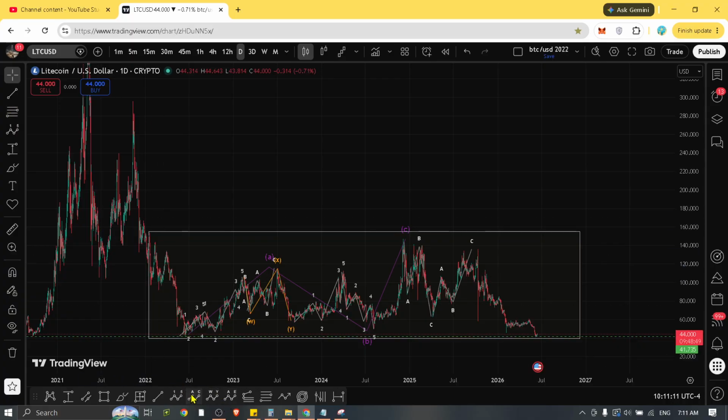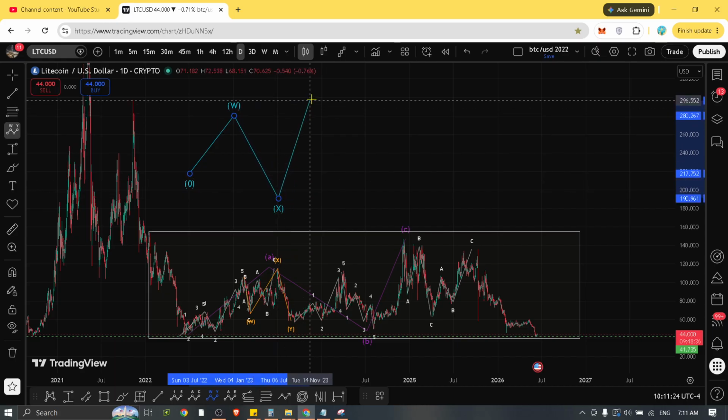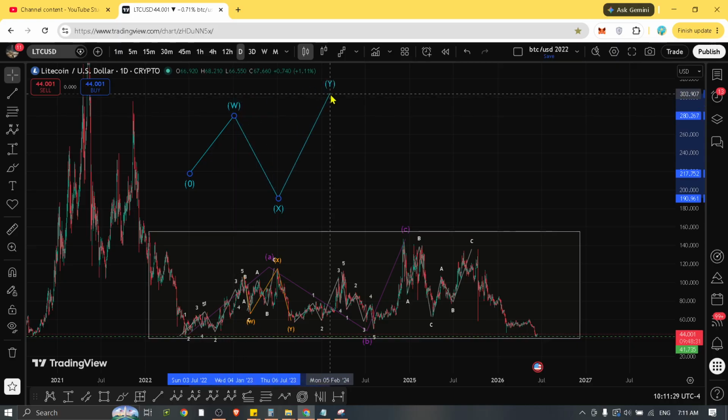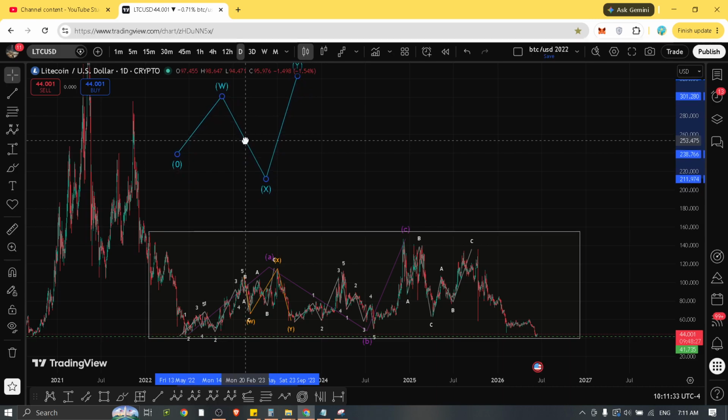I'm your host, Gabe Moses, and in today's video, let's take a look at this triple complex Elliott Wave correction, which I don't see very often. So right over here, we have our W, X, and further Y, which could be a double top, or it could break above our previous W formation.